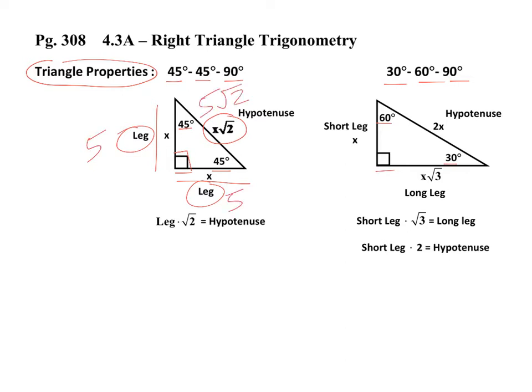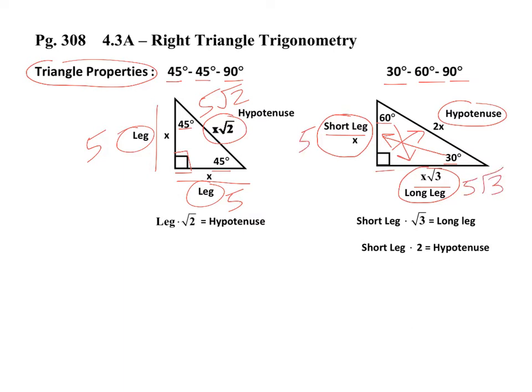Going on to the 30, 60, 90. We have a 30-degree angle, and across from the 30-degree angle, you will always find your short leg. Across from the 60-degree angle, you will always find your long leg. And across from the 90-degree angle is your hypotenuse. There's a particular relationship among the lengths of the sides of this triangle. If you take the short leg and multiply it by square root of 3, you end up with the long leg. So if this is 5, then the long leg would be 5 square root of 3.